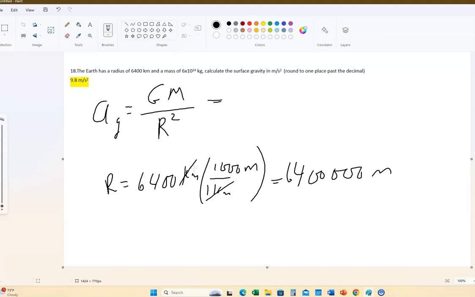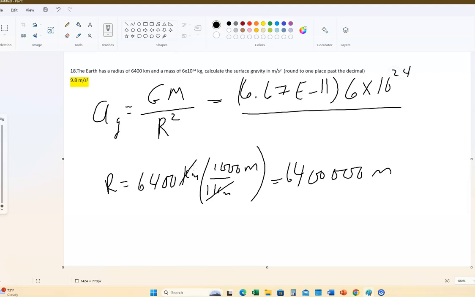All right. So here we go. So it's going to be 6.67, the universal gravitational constant, times 10 to the minus 11th, times the mass of our wonderful planet, which is 6 times 10 to the 24th kilograms, divided by, and don't forget to square this. This is the radius of the Earth, 6,400. But in meters, you got to put 3 more zeros, right? And don't forget to square this. All right, and so that should give us 9.8.